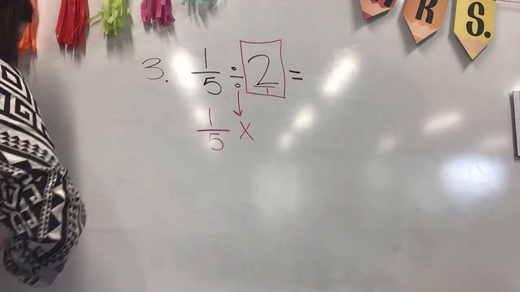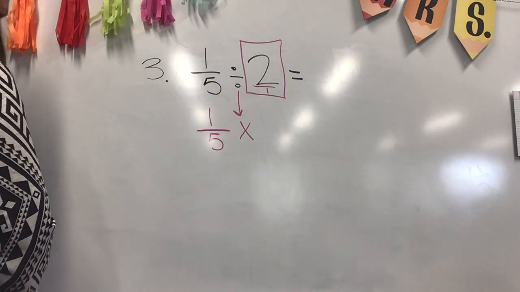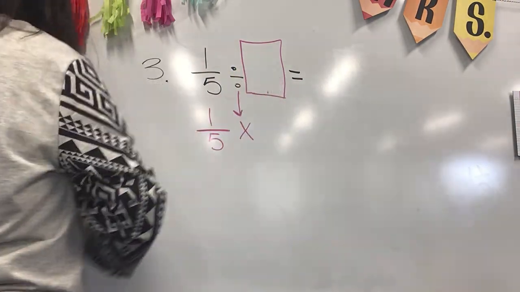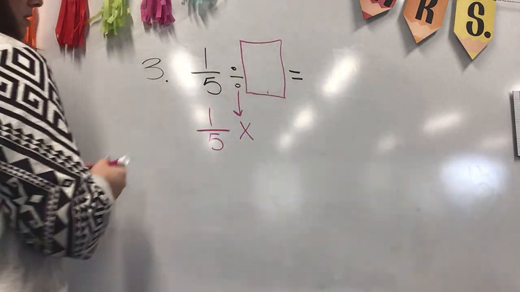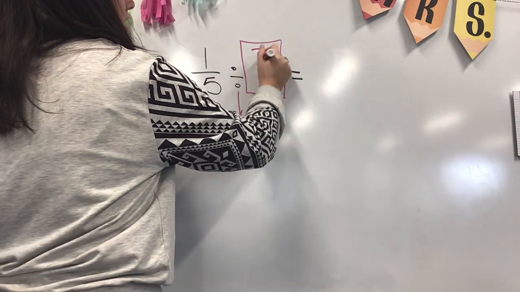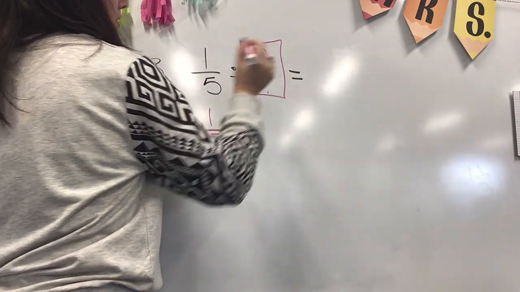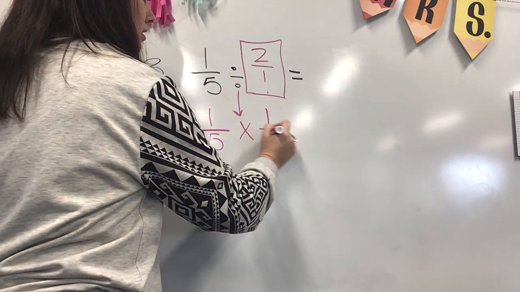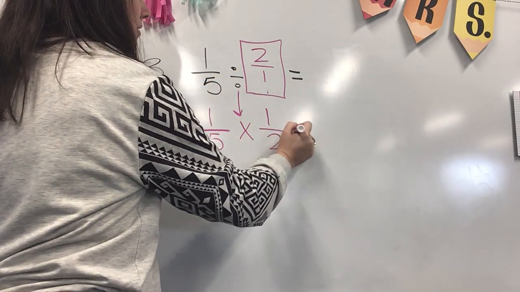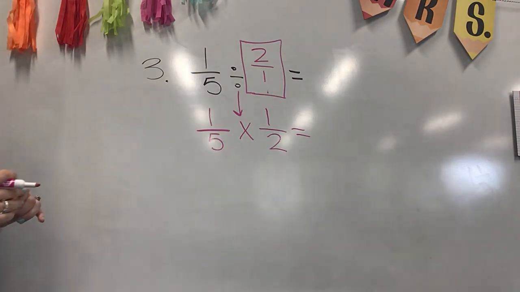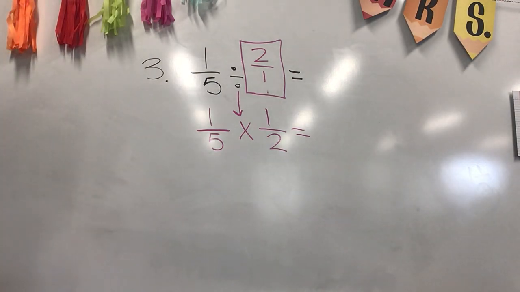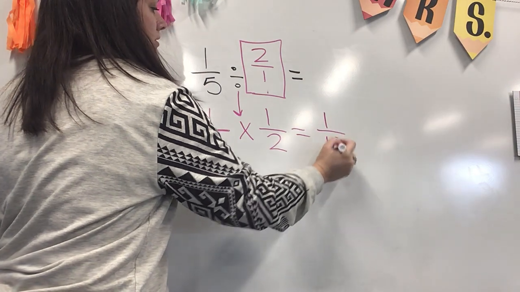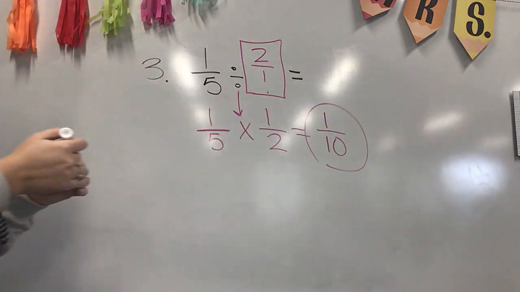Let me fix that. It just looks funny, doesn't it? My 2 is so big. 1 is so small. So that whole number became 2 over 1. But now I need to flip it so it becomes 1 over 2. And now I can multiply across. What's 1 times 1? 5 times 2? Done. 1/10.